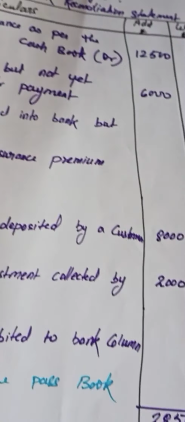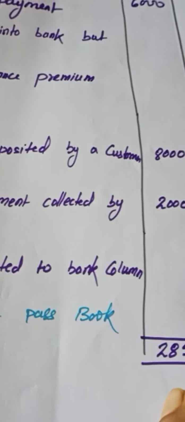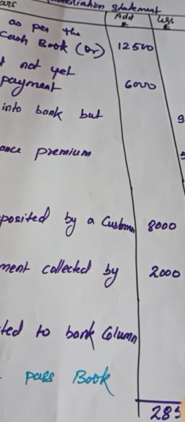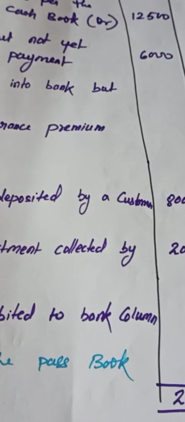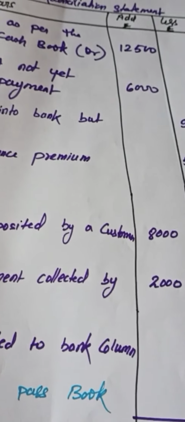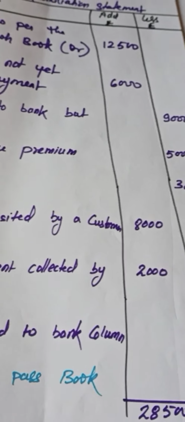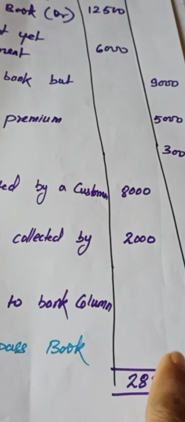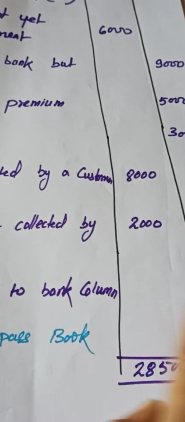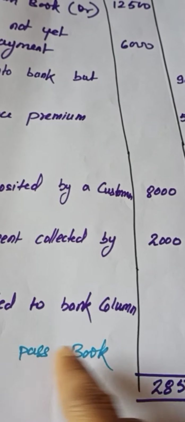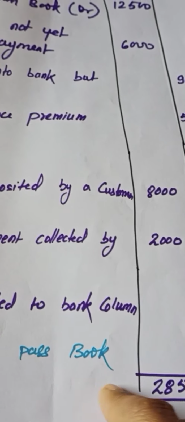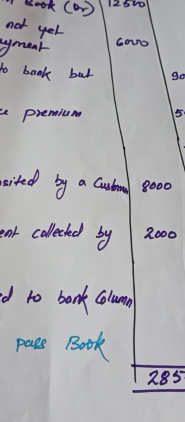Now balance as per passbook 14,000, it's a balancing figure. How is it the balancing figure? The total of the debit side is 28,500 and the total of the credit side is less than that by 14,000. So balance as per the passbook is 14,000. Now the total is 28,500, 28,500. Now see the total solution.